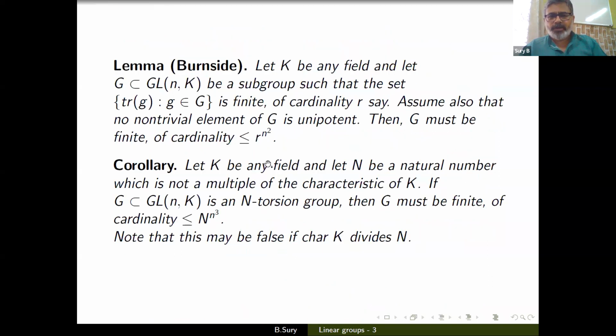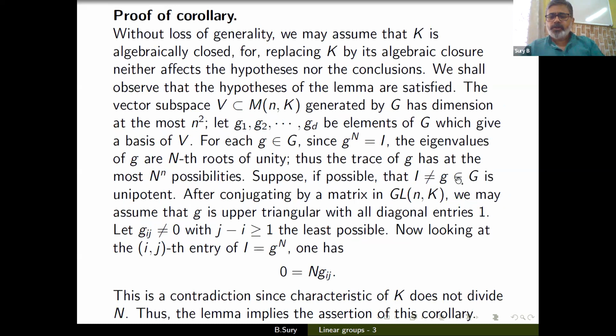Okay, let's go back to apply this lemma. Not only should the traces form a finite set, we should also have that no element other than the identity is unipotent. So suppose, if possible, here is a unipotent element g, a non-identity element. What you can do is conjugate this given matrix by some GL_n(K) matrix to make it upper triangular. I assumed here K is algebraically closed in the beginning itself, so that's how you can do it. So you can make it upper triangular with all diagonal entries 1. I want to get a contradiction to it being unipotent.